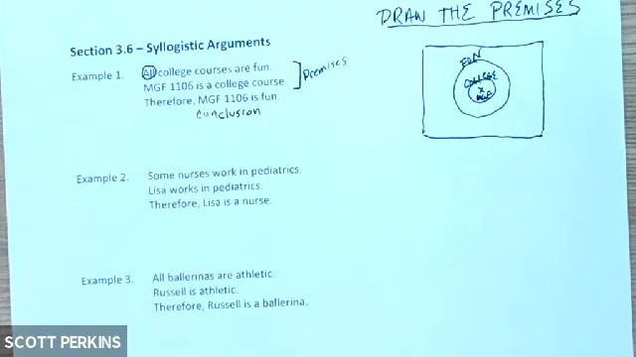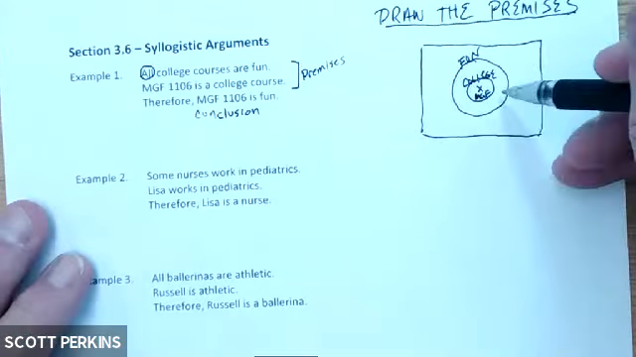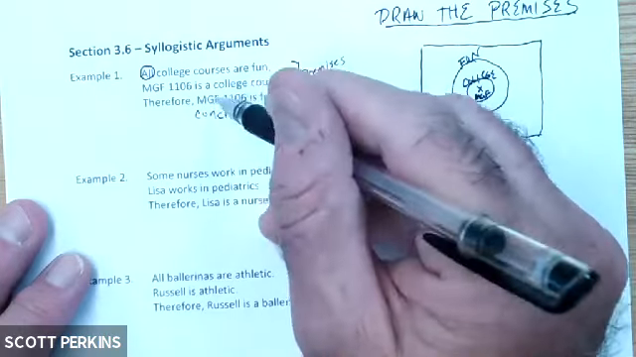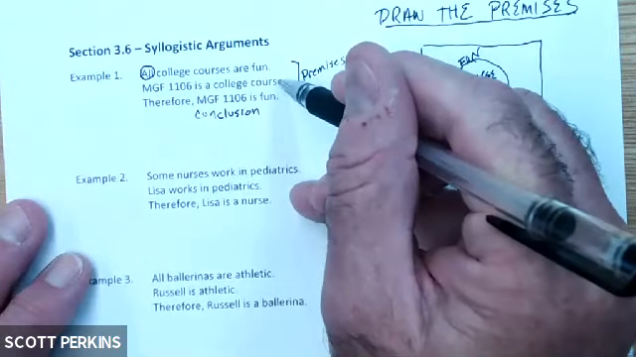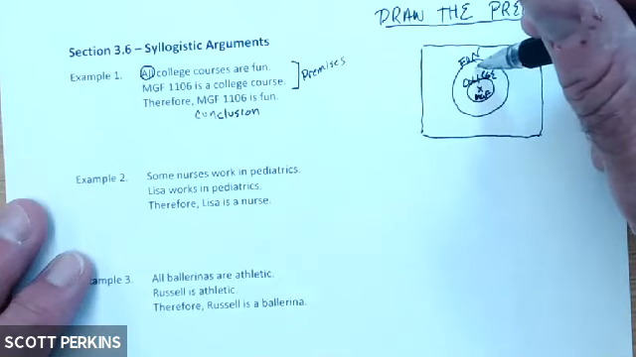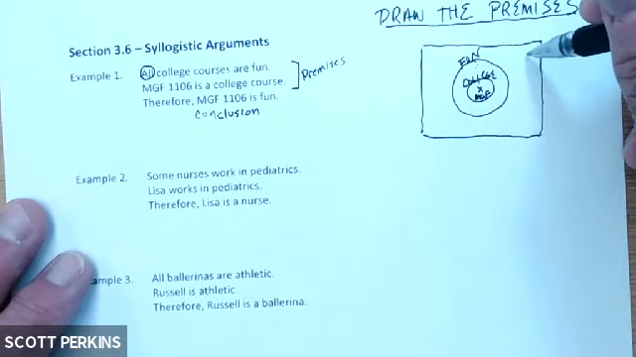Now, before we look at the conclusion, here's my question to you. Is there anywhere else that it would have made sense to put the MGF 1106 X? Could I have put the MGF 1106 out here? No, because the MGF 1106 is a college course, right? It has to go in this circle. So the MGF 1106 couldn't go just outside here because then it wouldn't be in the college circle. It can't go out here because it wouldn't be in any of the circles.